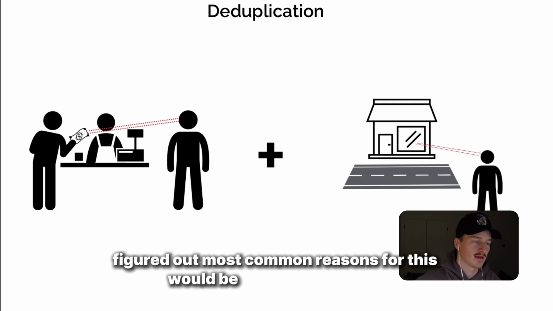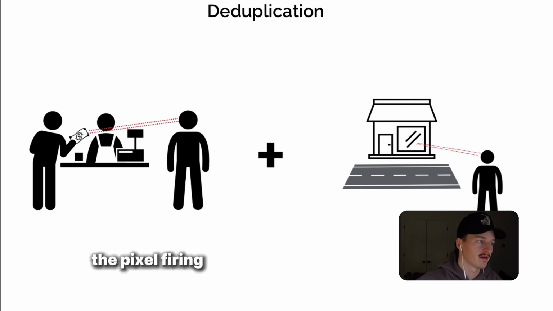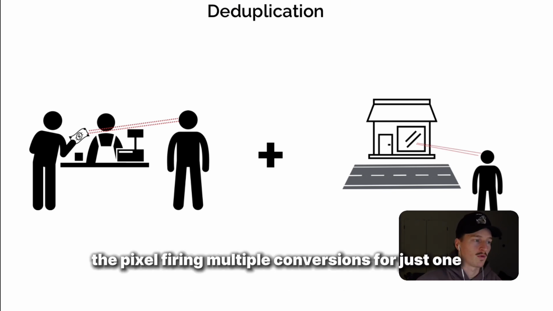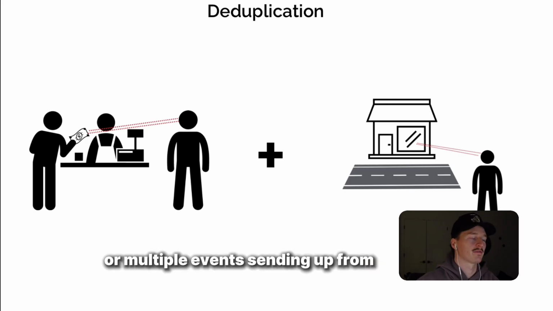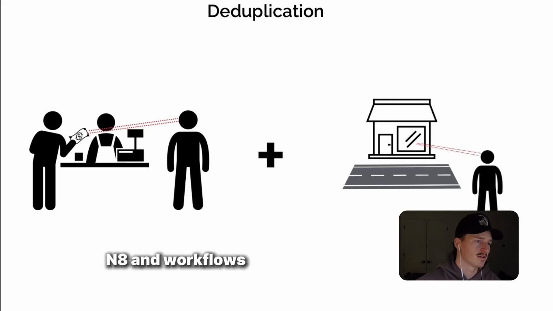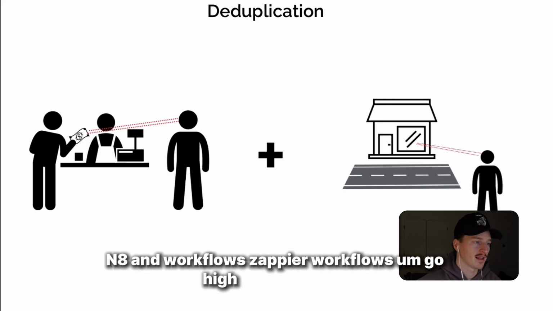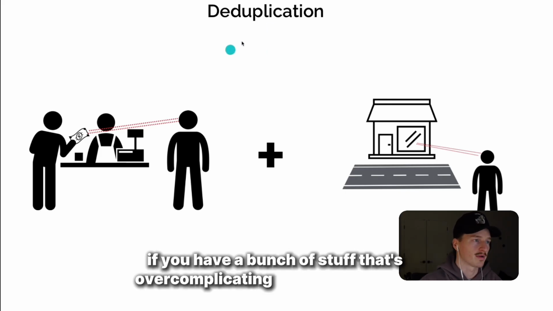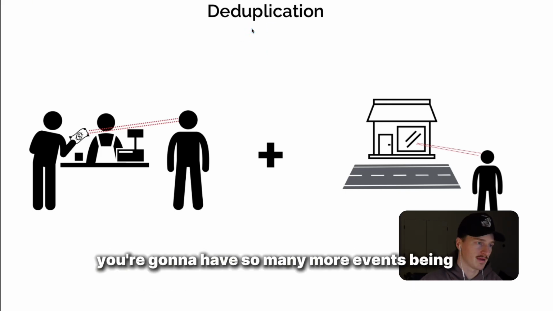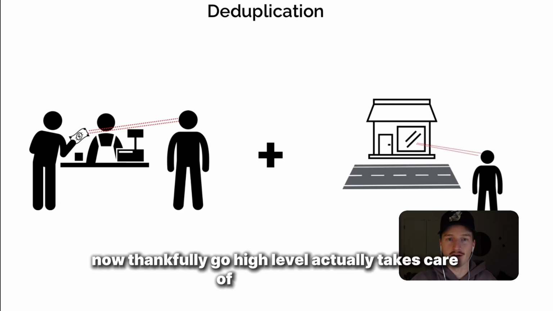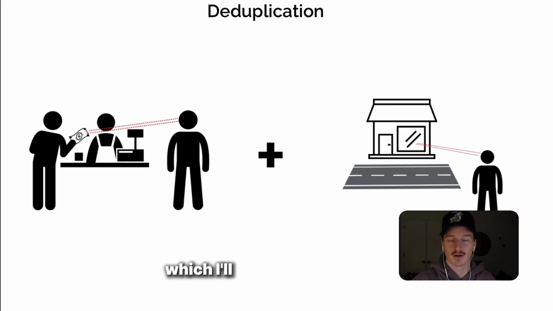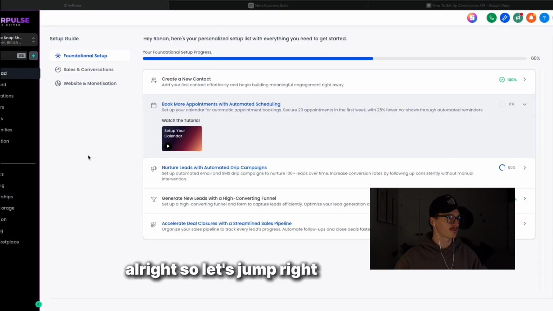Most common reasons for this would be event ID mismatch, the Pixel firing multiple conversions for just one conversion, or multiple events sending up from different software. If you have N8N workflows, Zapier workflows, GoHighLevel, anything. If you have a bunch of stuff that's overcomplicating the whole process, you're going to have so many more events being sent. Now, thankfully, GoHighLevel actually takes care of deduplication for you under a few conditions, which I'll go over in the setup. All right, so let's jump right into the setup.